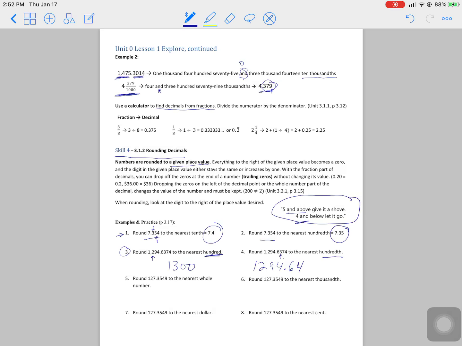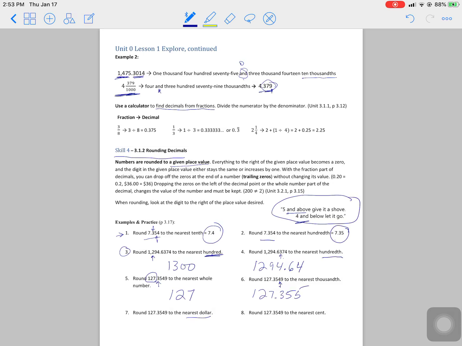This one, let's see, round to the nearest whole number. Whole number is right there. So that means we're looking at this 3, and we can see that it's less than 5. So the nearest whole number would just be lopping off the decimal part. Nearest thousandth. Let's see, that's 3 decimal places. So 127.35. And then there's a 9 to the right, so that would be 5.5.